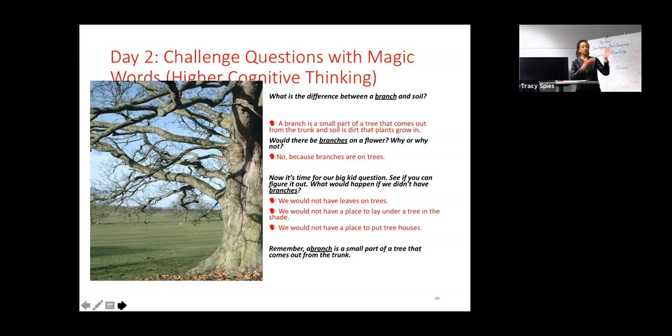Your challenge questions are going to come after you read the book. You want 1 challenging question for 1 of your vocabulary words. That means you have to give them all a child-friendly definition. And then you want a big kid question.